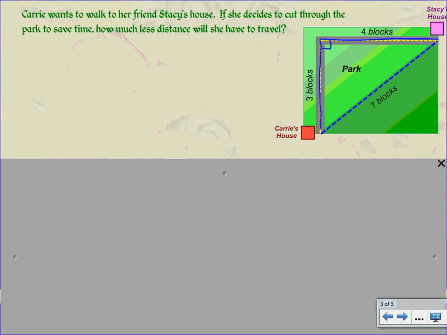So, Pythagorean theorem, a squared plus b squared equals c squared. And all we're doing is we're going to plug in some values. We want to figure out how far she would have to walk through the park. And then we can answer the question of how much less distance she'll have to travel if going that path.